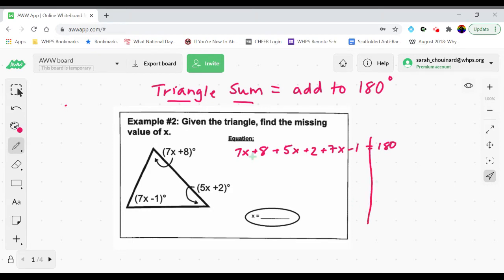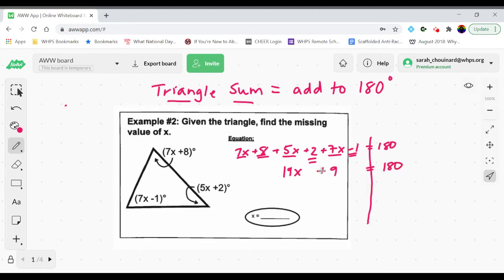From there, I'm going to first combine my like terms. So I've got 7x plus 5x, which is 12x, plus another 7x makes 19x. And then I have 8 and 2, which makes 10. Negative 1 makes 9. So I have 19x plus 9 is equal to 180.